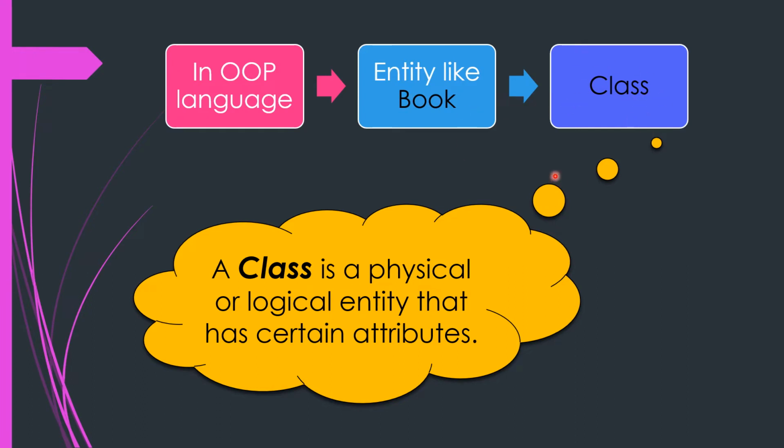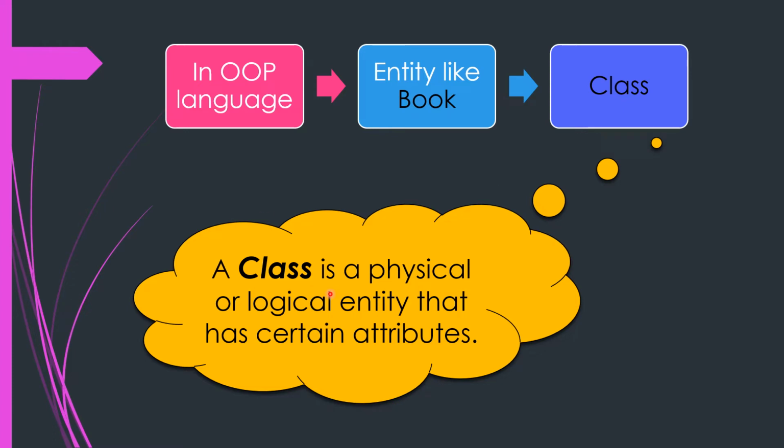Now, why can it be treated as a class? Let us see its reason. It is because a class is a physical or logical entity that has certain attributes. First of all, focus on the word book. In our previous slides, we talked about how this book has certain attributes, which were certain characteristics like title, author, publisher, price. All these things were the characteristics. So that means book has certain attributes.